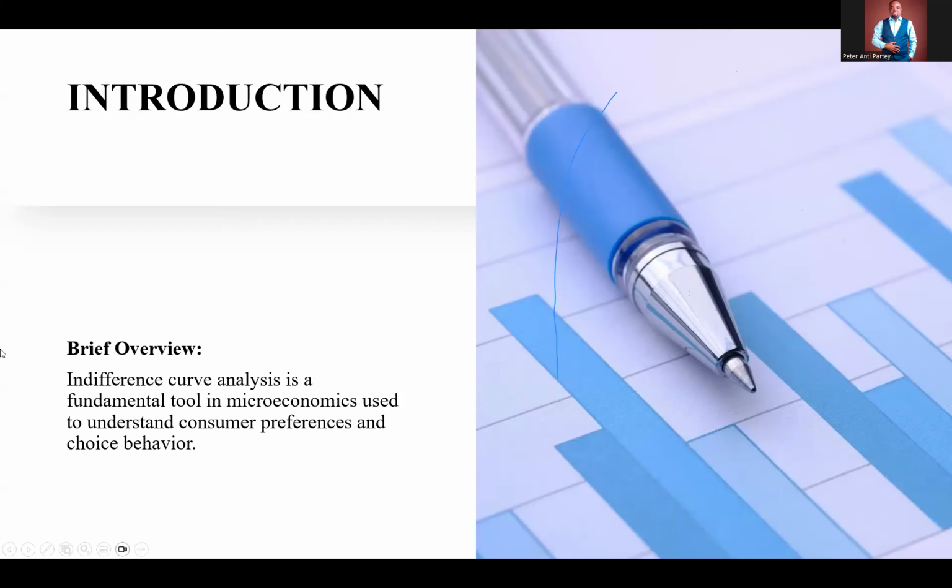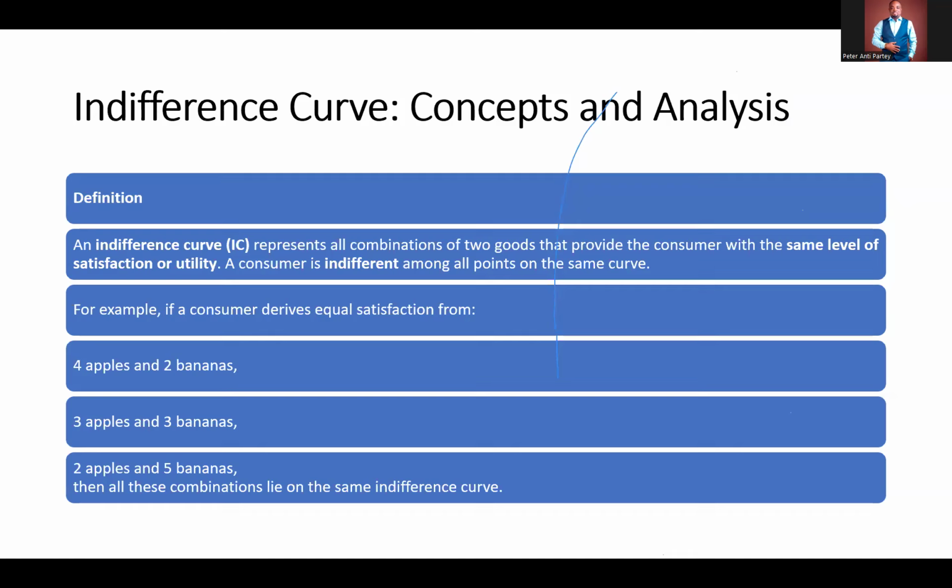So we now go on and look at what is this indifference curve that we talk about so much. We say that an indifference curve represents all combinations of two goods that provide the consumer with the same level of satisfaction or utility. A consumer is indifferent among all points on the same curve. So an indifference curve gives you an understanding of the combination of two goods that gives the consumer the same level of satisfaction or utility.